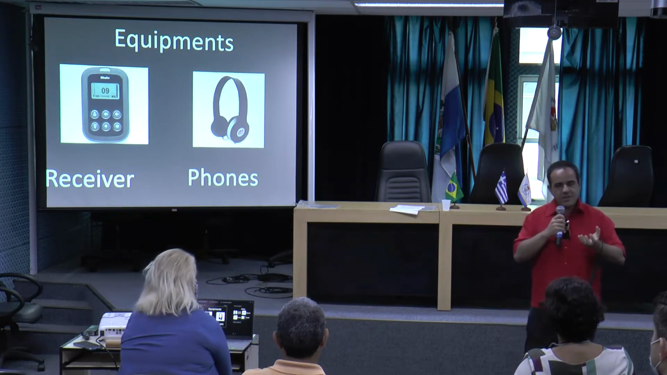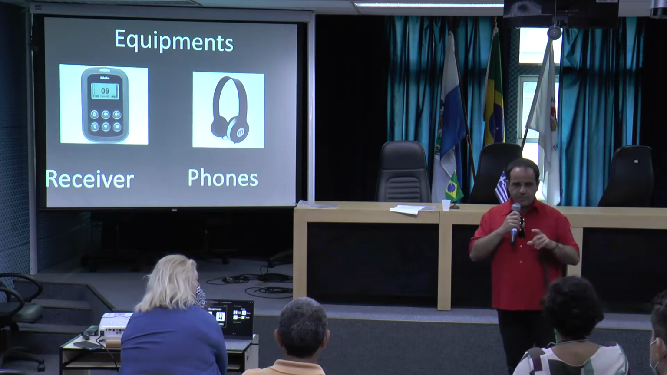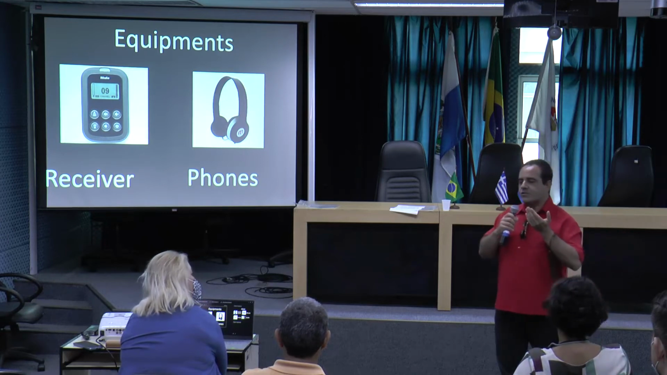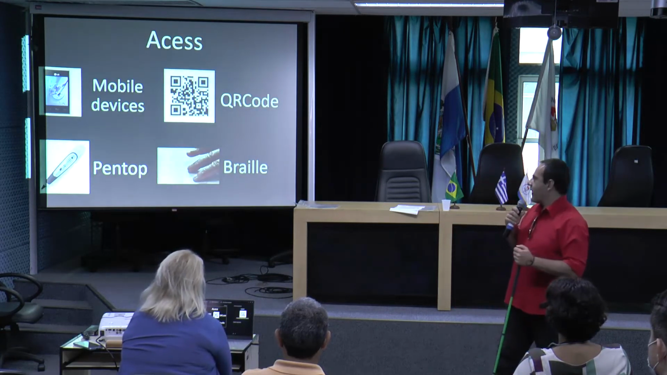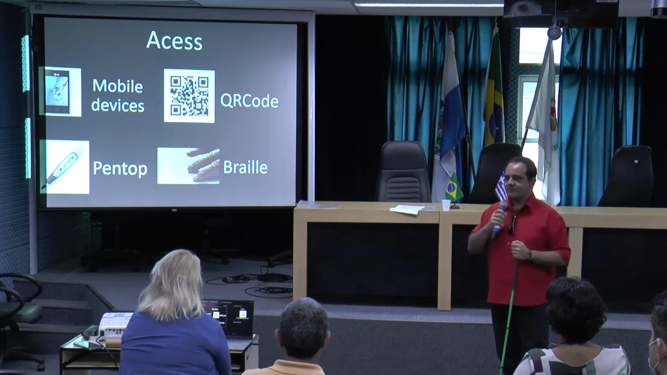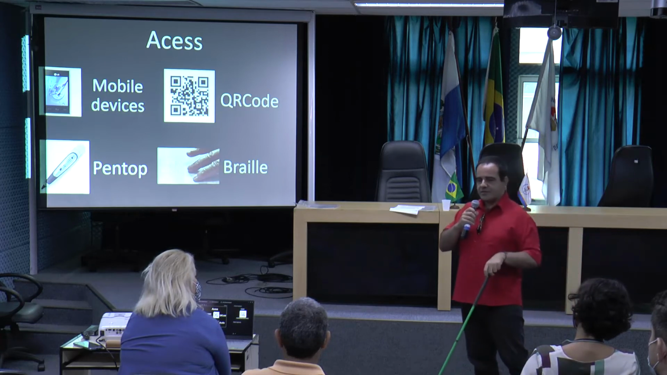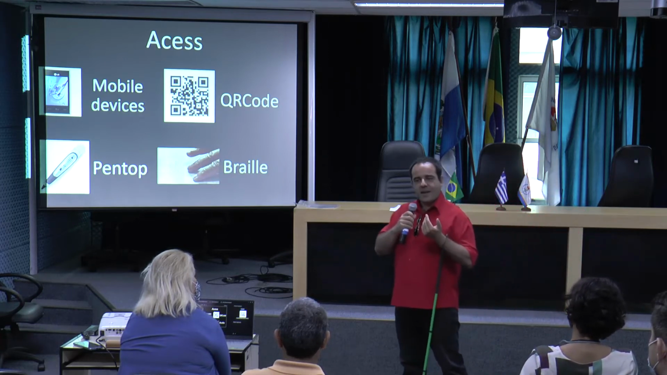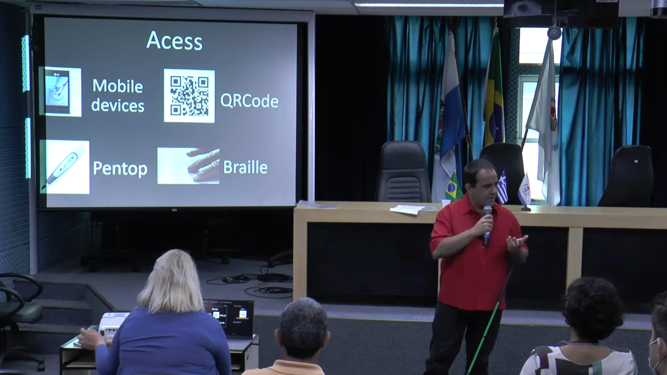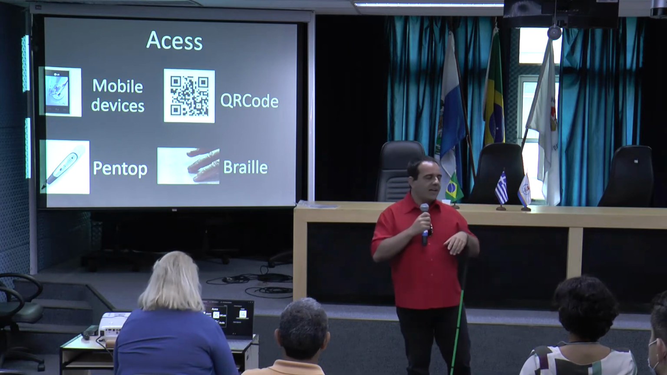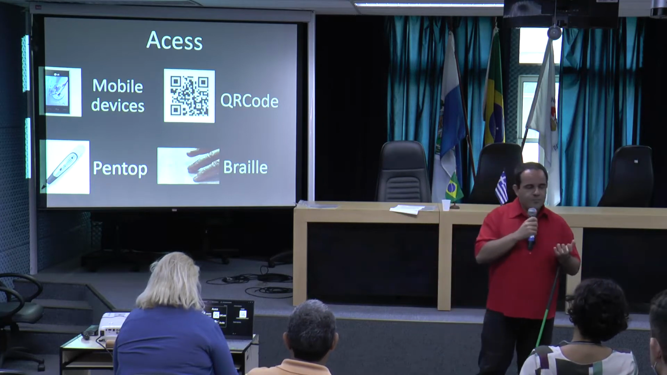Receiver, the equipment to receive the audio description. It's very simple equipment. The next, please. Access: mobile devices, QR code, braille, pen top. Yes, it's possible to receive audio description in different situations and with different equipment. Mobile devices, for example cell phones, tablets. QR code, a code very popular in Brazil.